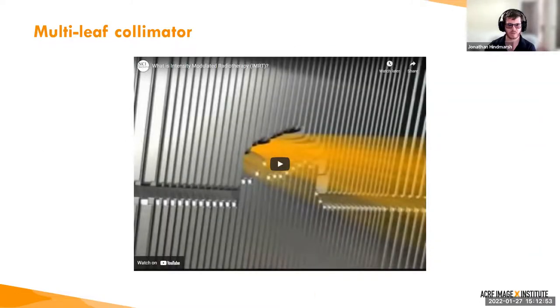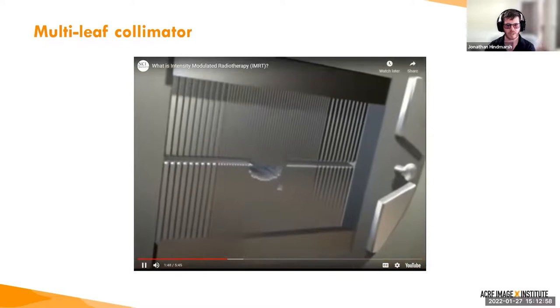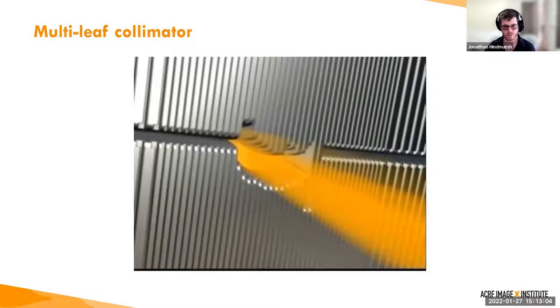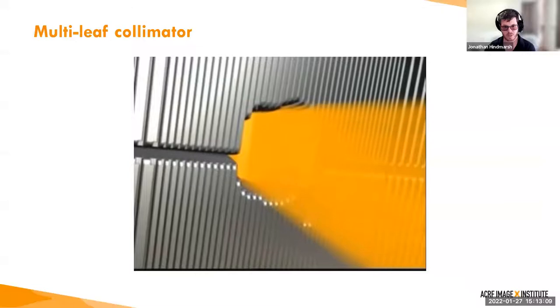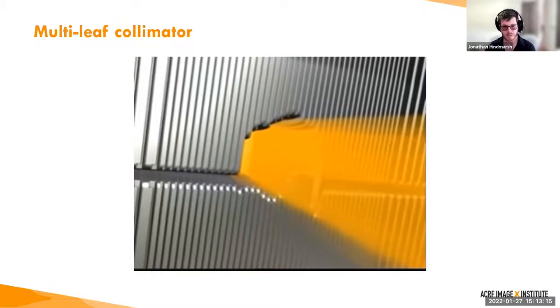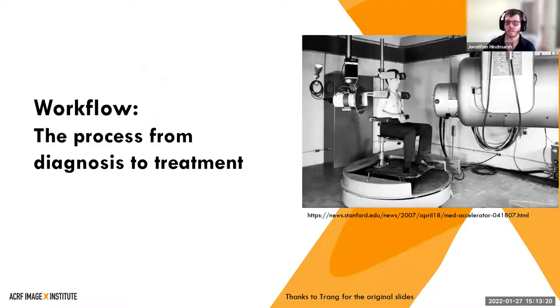This is a video of the leaves moving. This is for an IMRT field. The gantry is not moving, and you can see the MLC going across the field, and the field is the yellow. That's beam shaping. Now, do I have any questions from people about beam shaping? I'm moving through this quickly because I've got lots of slides.